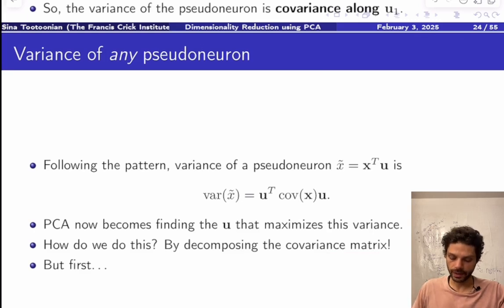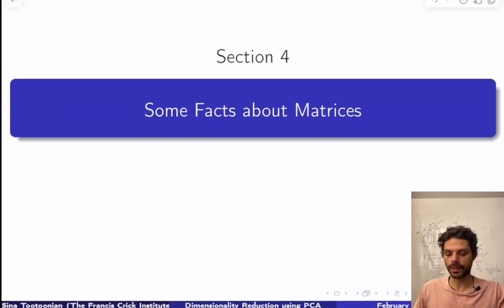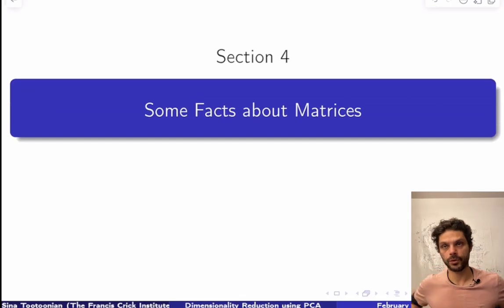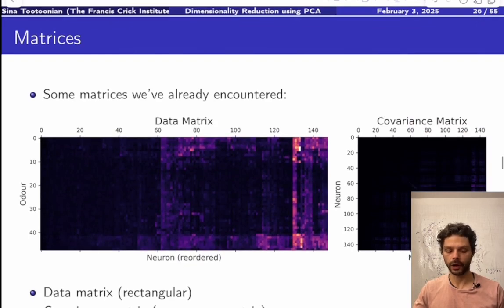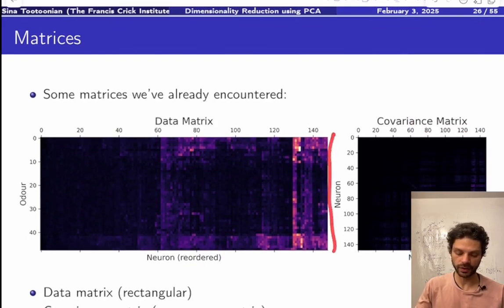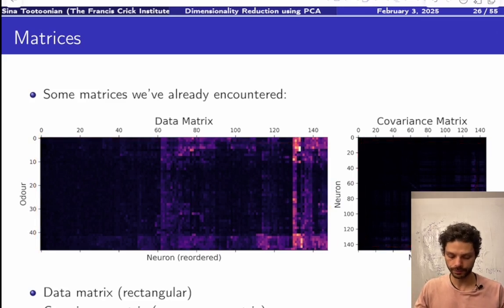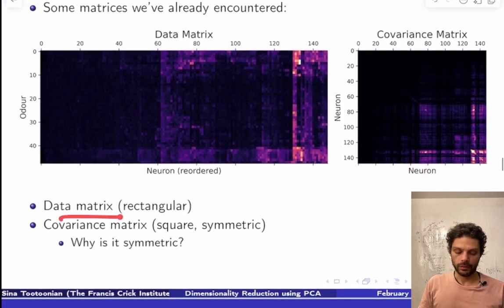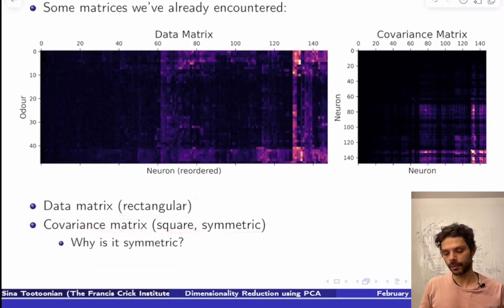Okay, before we get into that, let's cover some basic facts about matrices that we'll need to answer this question. Here are some matrices we've already encountered. This is the data matrix. It has 45, 48 odors by 150 neurons, a rectangular matrix. Here is a covariance matrix, a square matrix of 150 by 150 neurons. So data matrix rectangular, covariance matrix square, symmetric. You should understand why it's square, and you should ask yourself why it's symmetric.